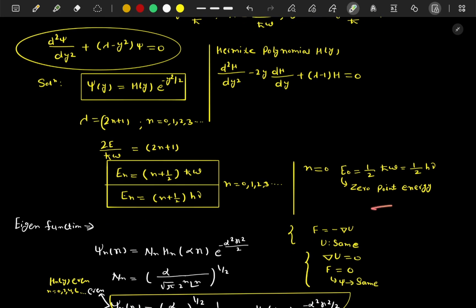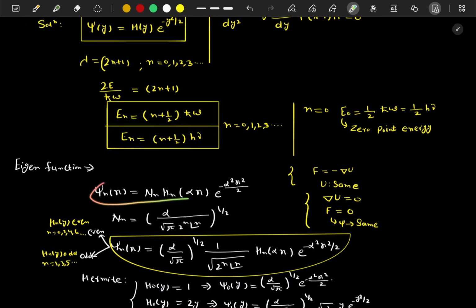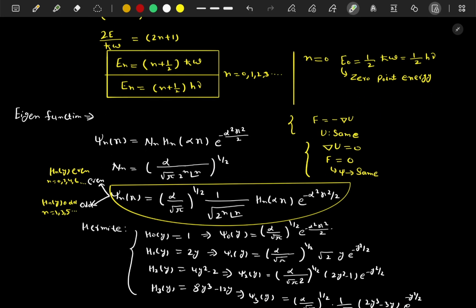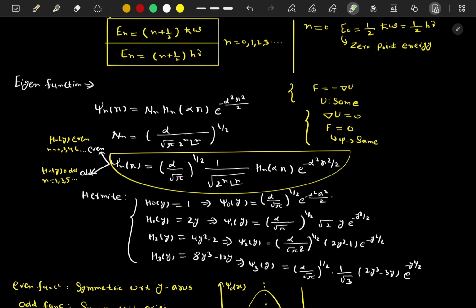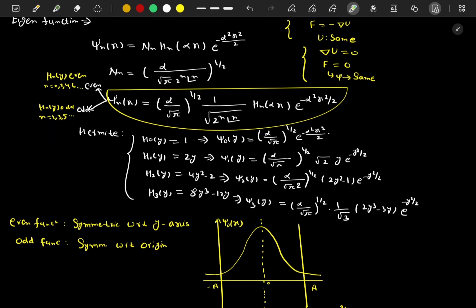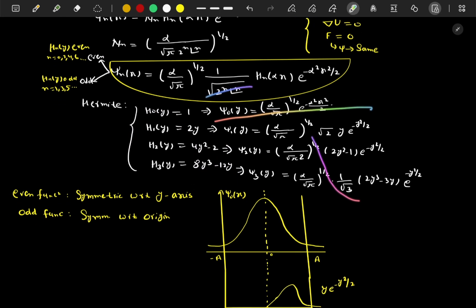So what will the ground state energy be? Put n equal to 0: 1 by 2 h cross omega. And the wave function will be N H_n e raised to power minus y square by 2. So just put n equal to 1, and you can have the full eigenfunctions. It can be even, it can be odd, depending on the Hermite polynomial. If the Hermite polynomial is even, it will give you an even function. If the Hermite polynomial is odd, it will give you an odd function, and the Hermite polynomial is 16y^4 minus 48y^2 plus 12, 8y^3 minus 12y. Just put the values in this and you will get the eigenfunctions.